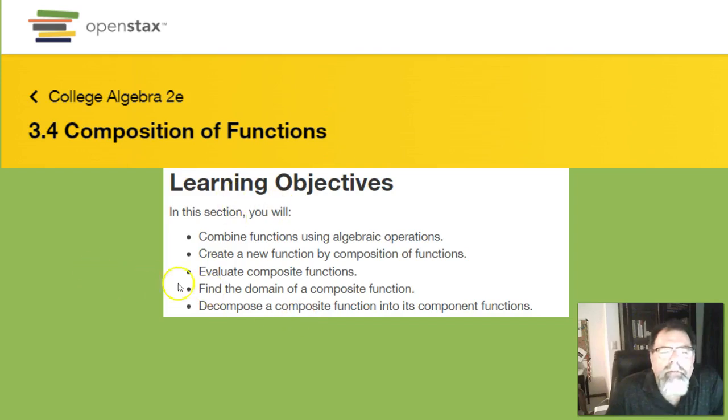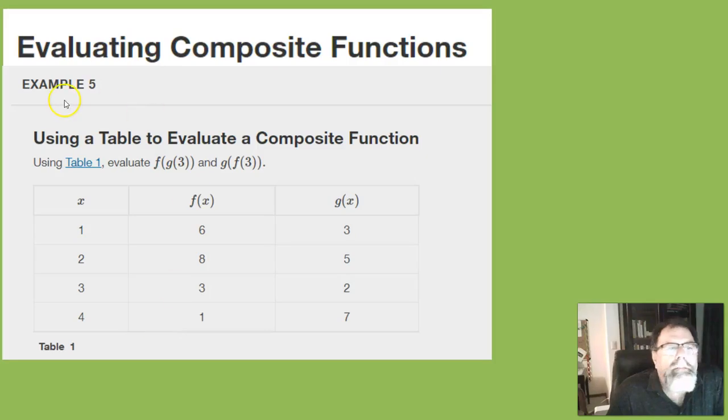Okay, the next learning objective: evaluate composite functions. Example 5, using a table to evaluate a composite function. Using Table 1, evaluate f of g of 3. So we want this composition. And then also do g of f of 3. Let's start with f of g of 3.